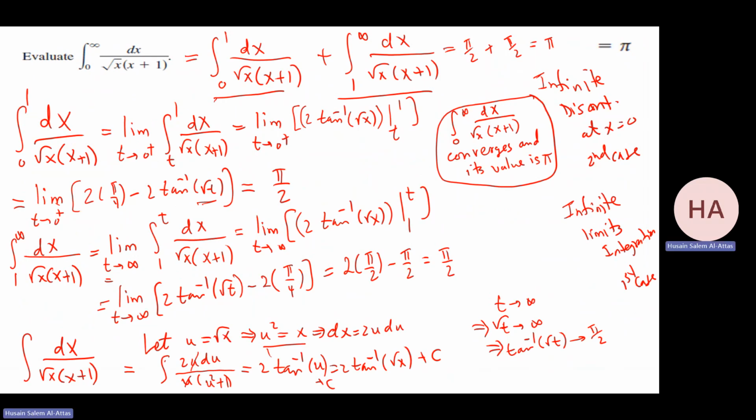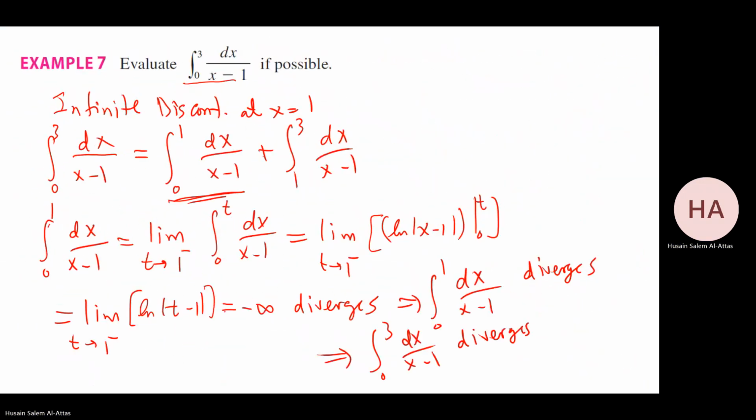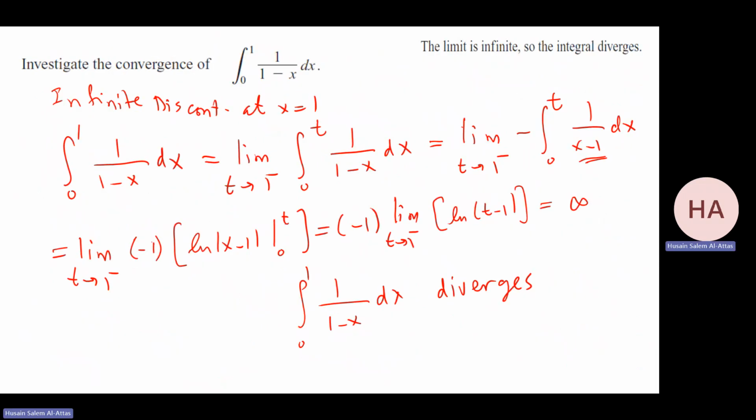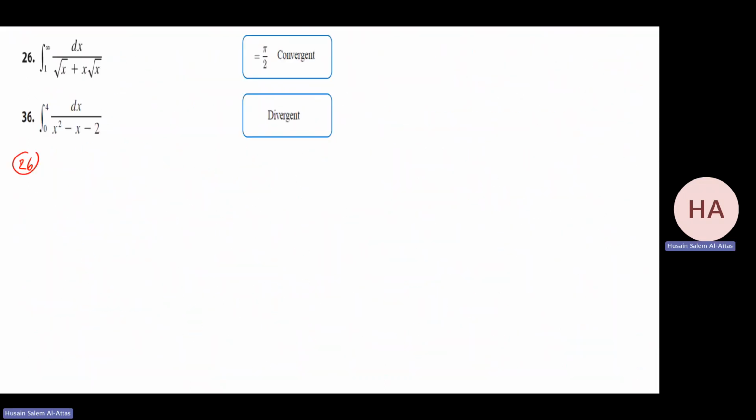Yeah, the integral will be 2 tan inverse square root of x. Okay, so I know that the integral dx is 2 tan inverse square root of x. Let's see. Okay, so I'll use this. So I have what limit?